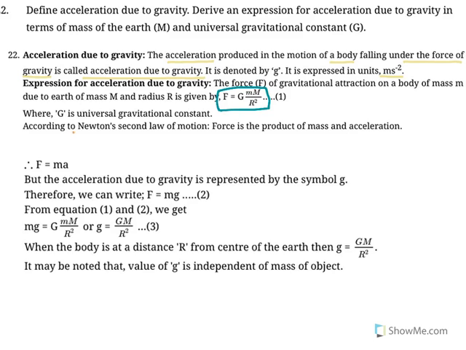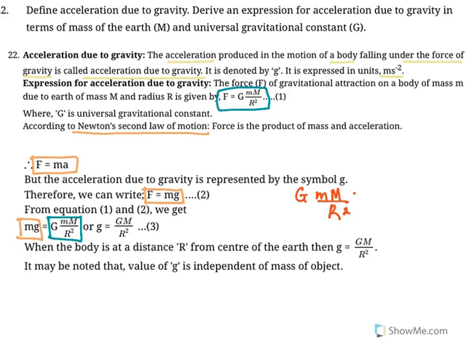But by Newton's second law, we have F equal to ma. In this case, for a, we write g. So F equal to mg. Now we equate both of these. This is the gravitational force by the universal law, and this is by Newton's second law.